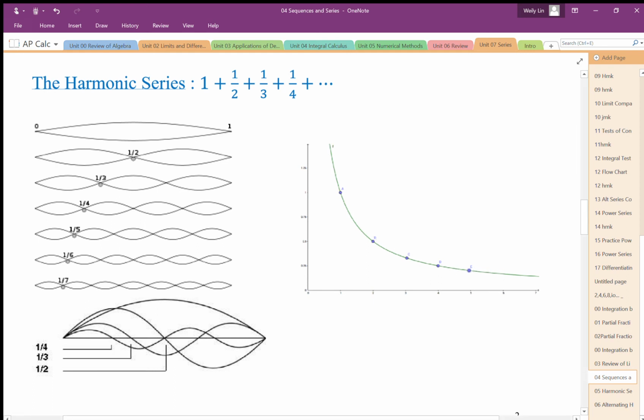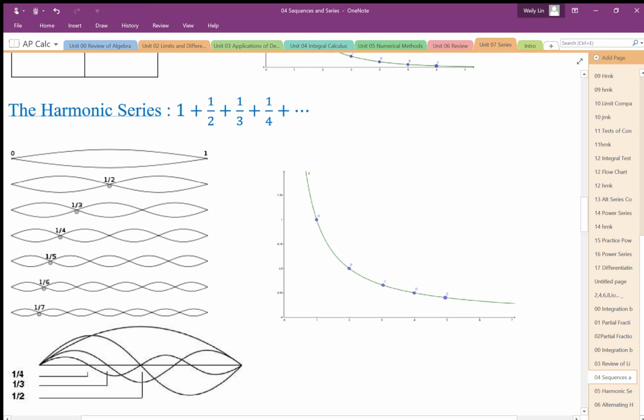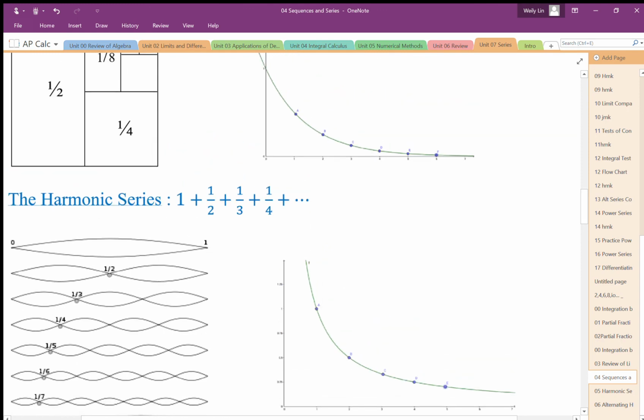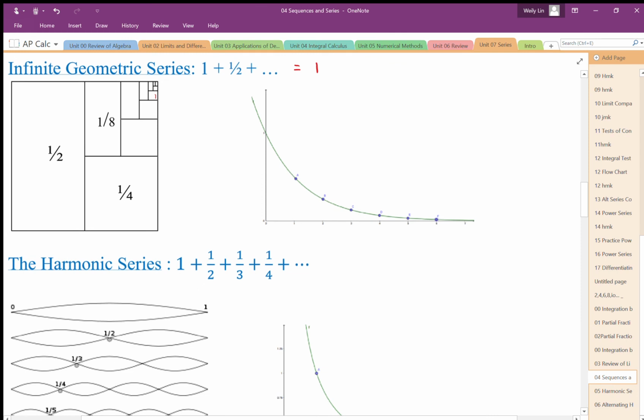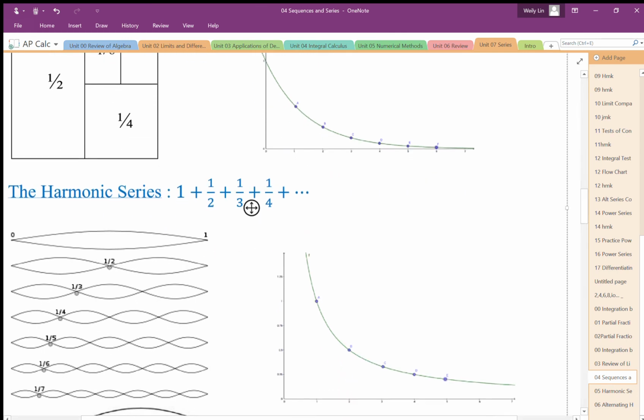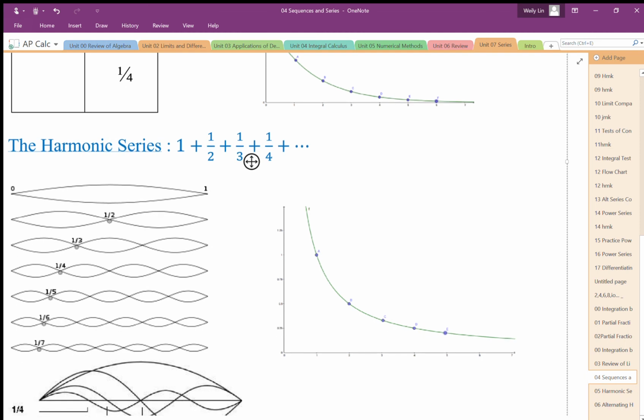If we let this go to infinity, 1 divided by infinity is 0, so we're essentially adding 0 at the end. But this one, for whatever reason, well, it's not whatever reason, has an infinite sum. The geometric series always has a finite sum, while the harmonic series has an infinite sum. Let's write it down because this is important: the harmonic series has an infinite sum.